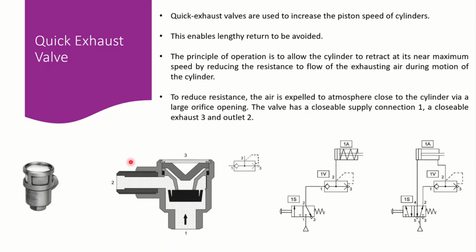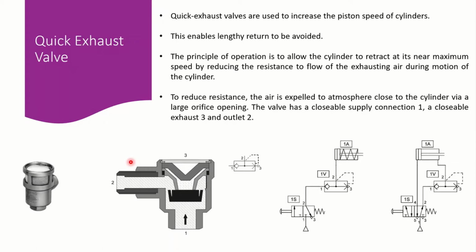The principle of operation is in general to allow the cylinder to retract at near maximum speed by reducing the resistance. If you add the quick exhaust valve at the ports of the double acting cylinder, we are reducing a lot of resistance, because otherwise that air would have to pass through lots of lines to get to the directional control valve, which has the exhaust needed for exhausting the air to the atmosphere.